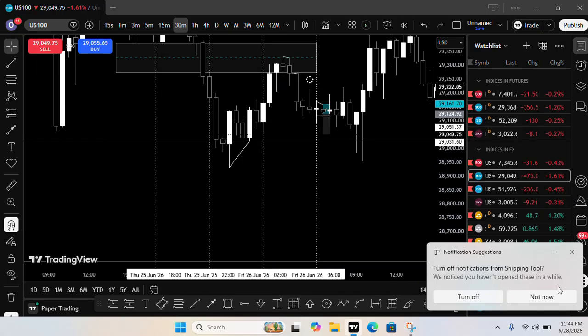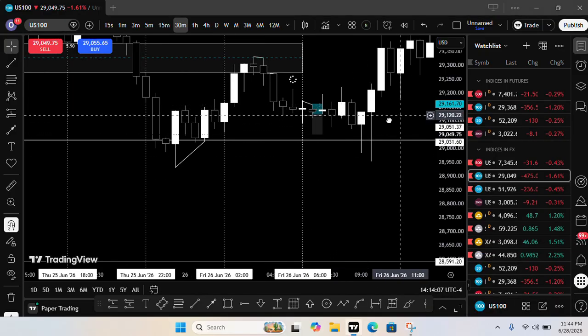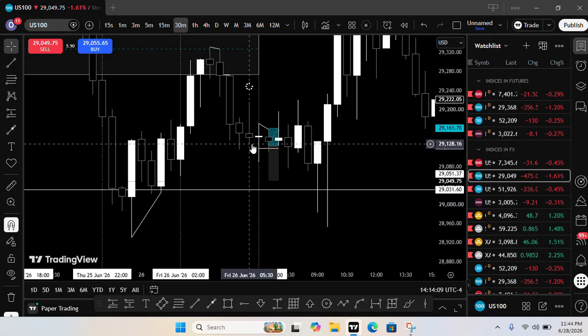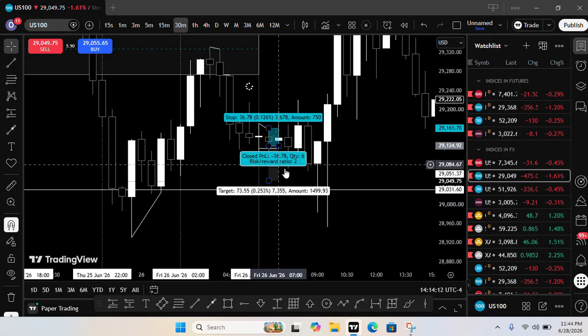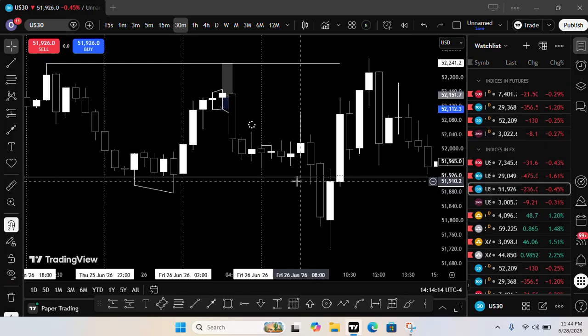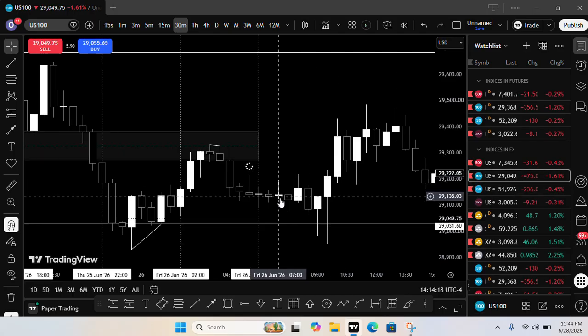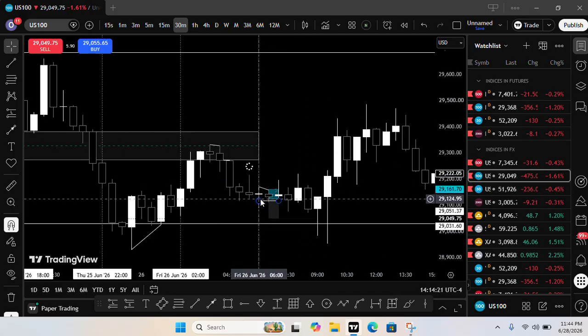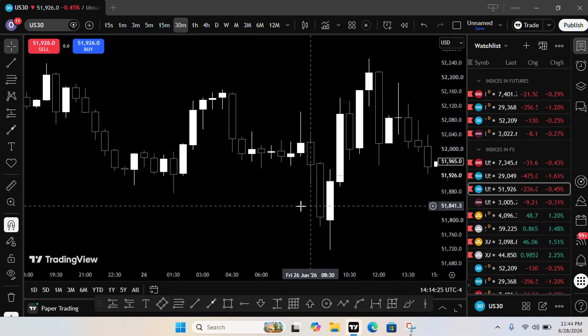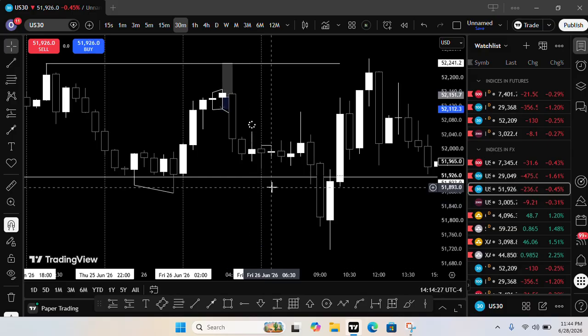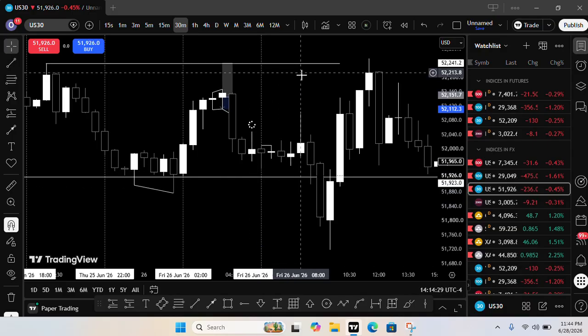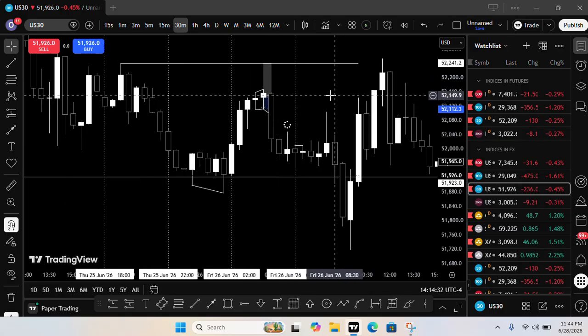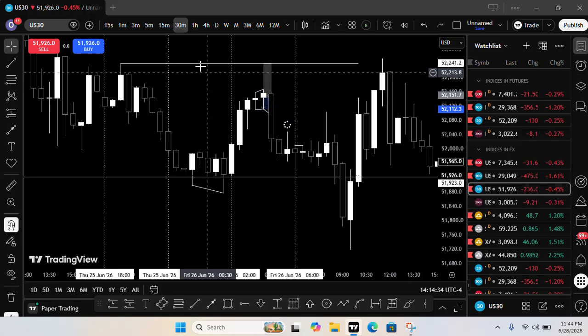Wait, let me just explain. Bullish, bearish, what is this? See here, a 30-minute candle: a bullish, a bearish, a bullish. Here it starts with a bearish. This is a consolidation, right? It's literally a consolidation.